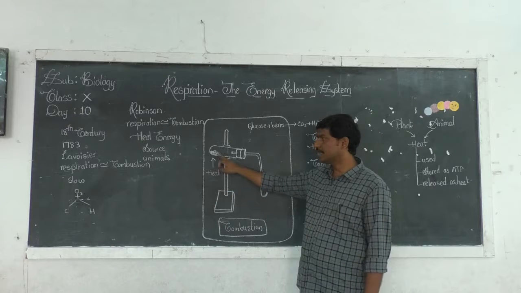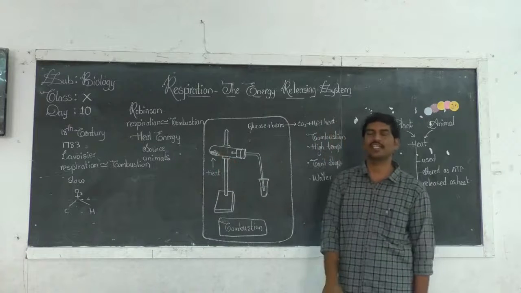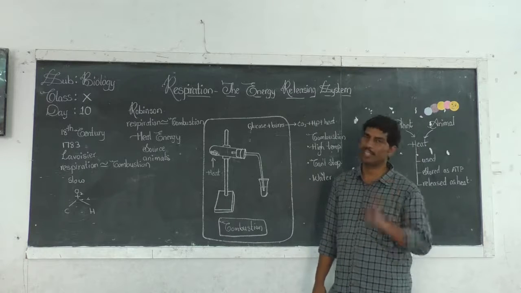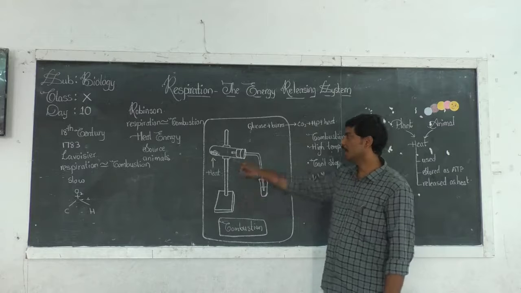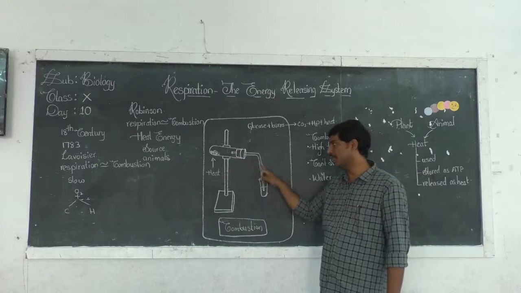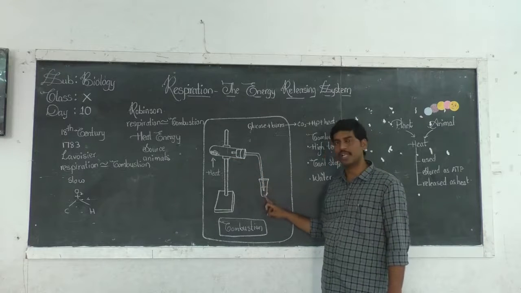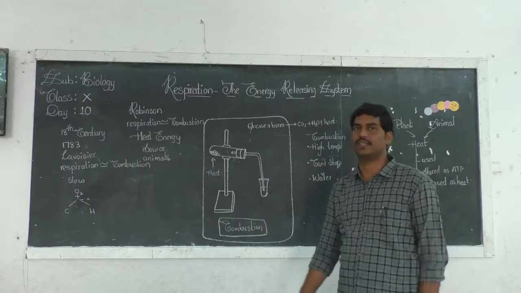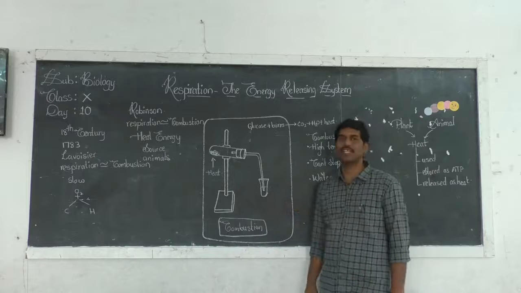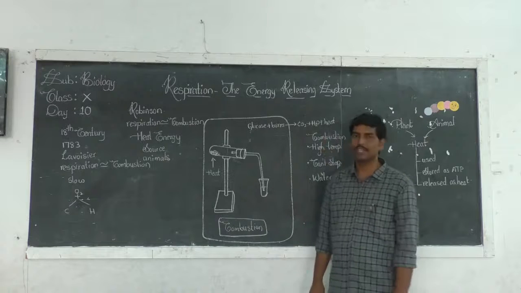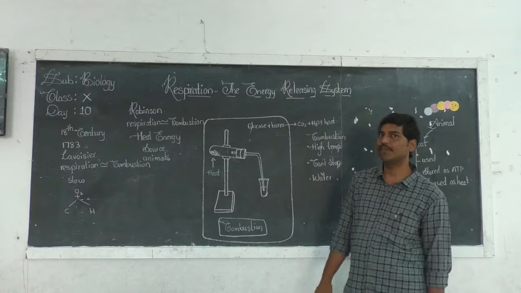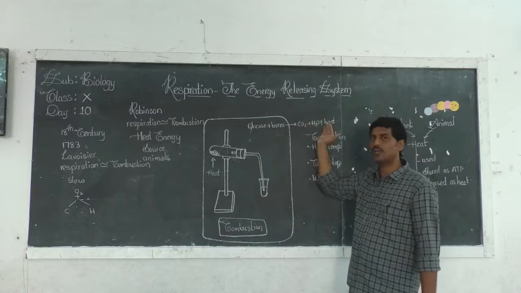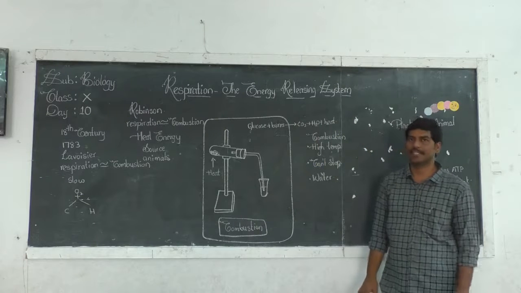Now, when we start heating, the glucose is charred, then it burns, and then it breaks down into carbon dioxide and water. Some amount of heat energy is also liberated. The carbon dioxide which is evolved enters through this bent tube into the lime water and converts the lime water into a milky white precipitate. Clear? So in this combustion activity, we conclude that glucose burns and produces carbon dioxide and water, and heat energy is liberated.